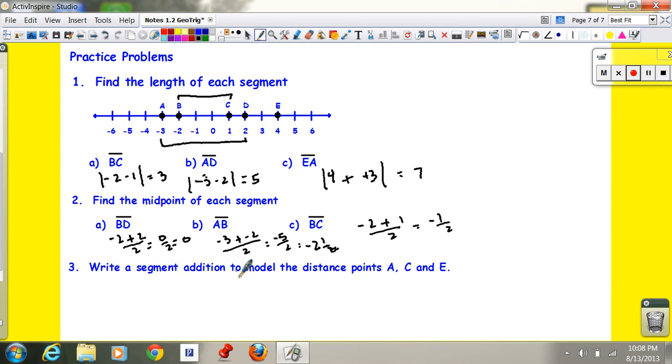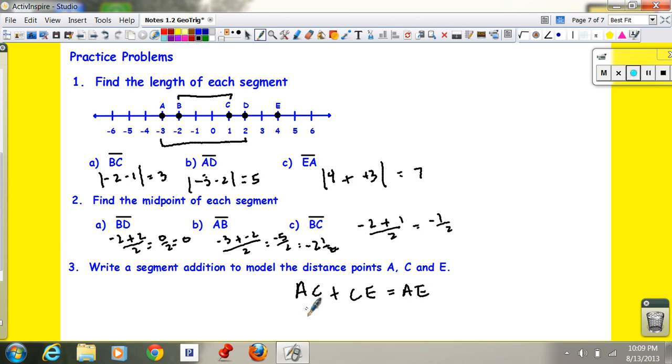Write a segment addition to model the distance between points A, C, and E. I should have put the word between in there. So we got A and C, A to C right here. So you've got AC, plus you've got C to E. So C to E is right here. And that's going to equal from A all the way to E. So from A all the way to E, we added the two together, and that's going to be equaling AE.